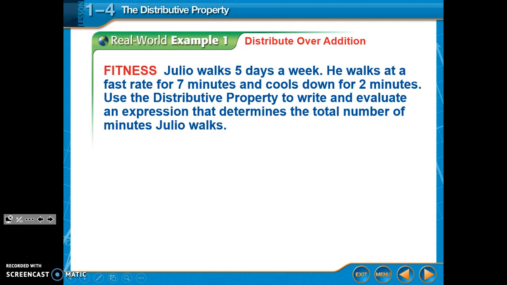So this problem says Julio walks 5 days a week. He walks at a fast rate for 7 minutes and cools down for 2 minutes. Use the distributive property to write and evaluate an expression that determines the total number of minutes Julio walks. So here, just because we're looking for the total number of minutes, each day he does 7 minutes fast, and then he does 2 minutes of cool down. So we can say basically that every day he does 9 minutes. And he does that 5 days a week. So we take the number of minutes per day times 5.